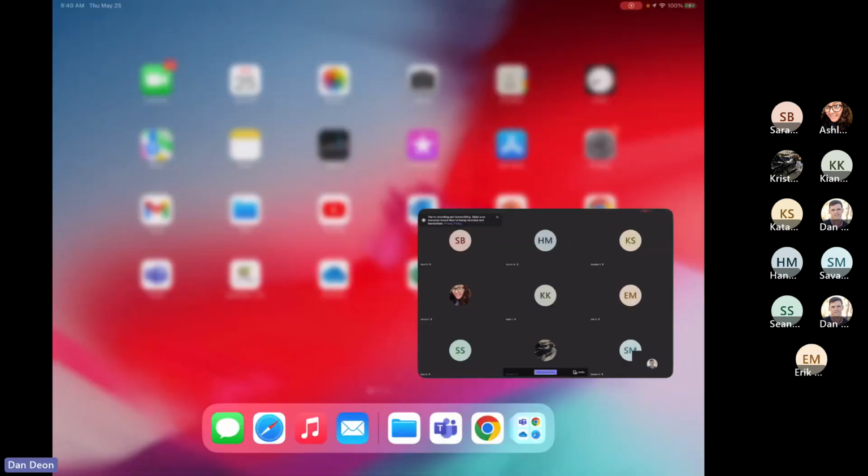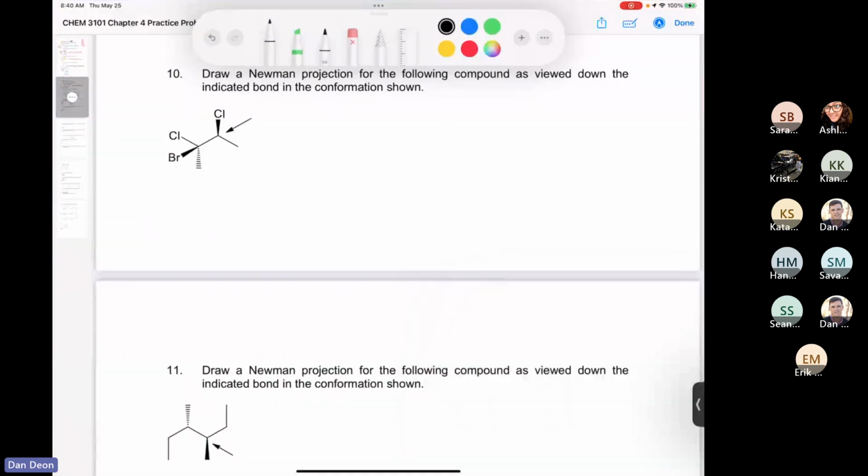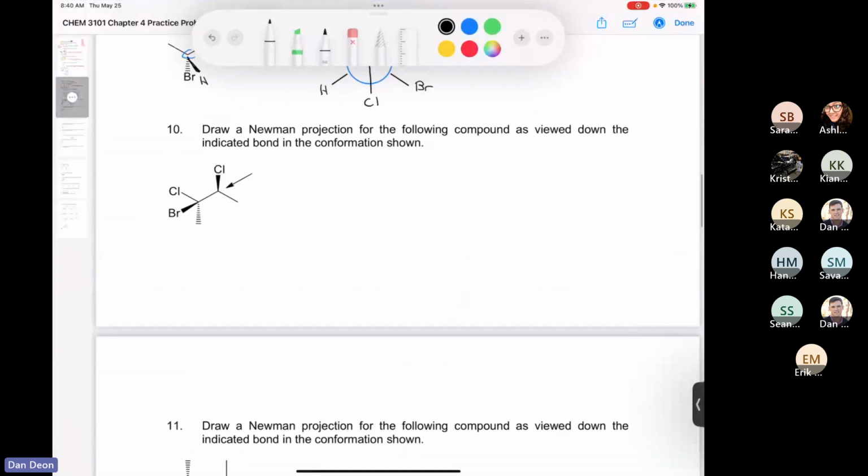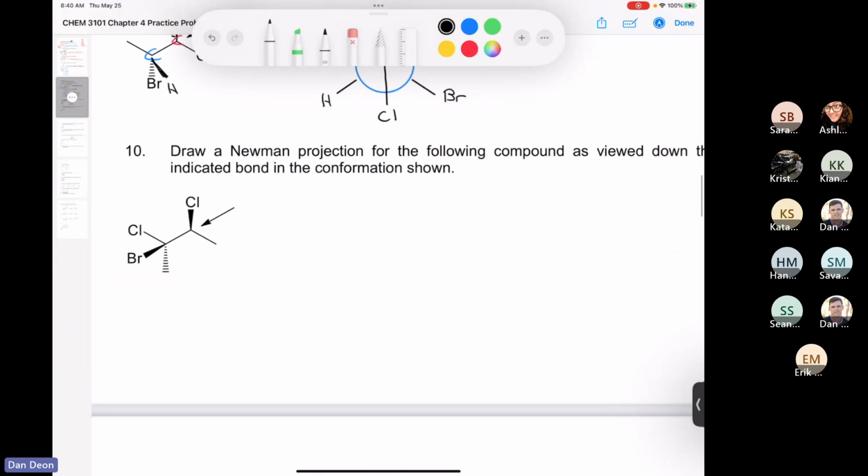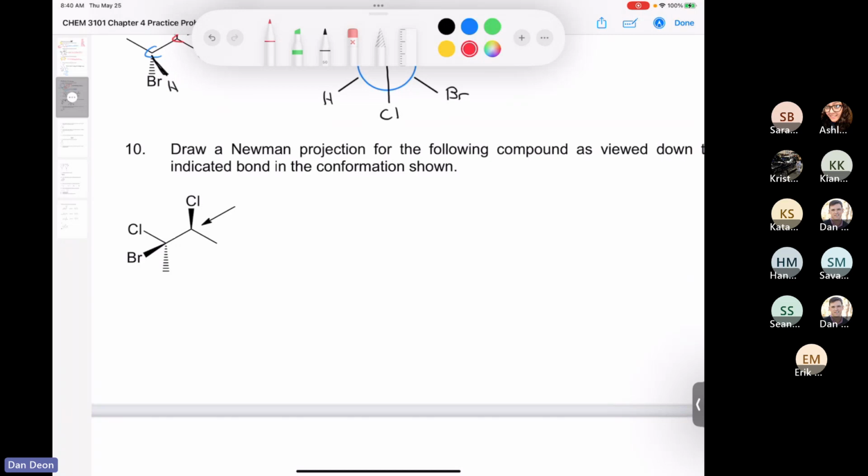All right. So we left off with question 10, which is another Newman projection problem. It says draw a Newman projection for the following compound viewed down this carbon-carbon bond. So let's try again. We'll just start with the carbon in the front. Start with the carbon in the front. Then we have the carbon in the back.